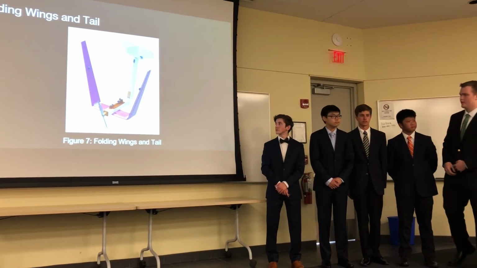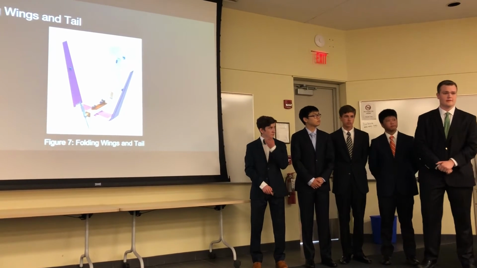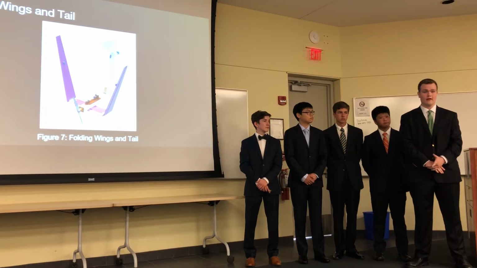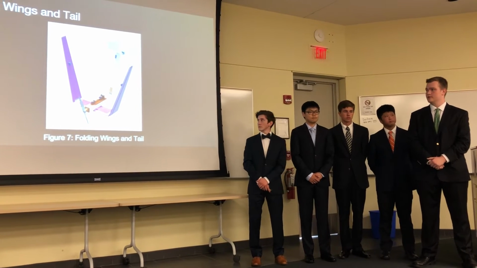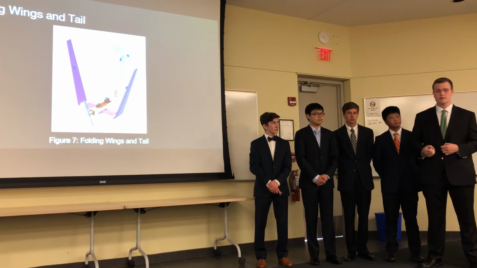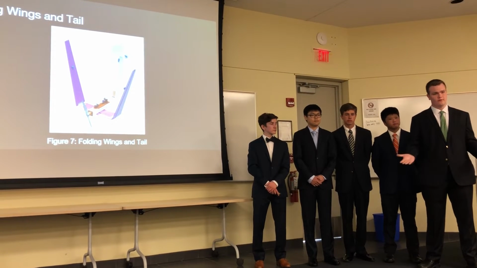So elaborating on that, the mechanism for our folding wings and tail is really quite simple. The tail and wings fold at the hinge because there's fishing line attached to the tips of the wings and tail, connecting back to the winches. So when the winch turns, the wings fold up.